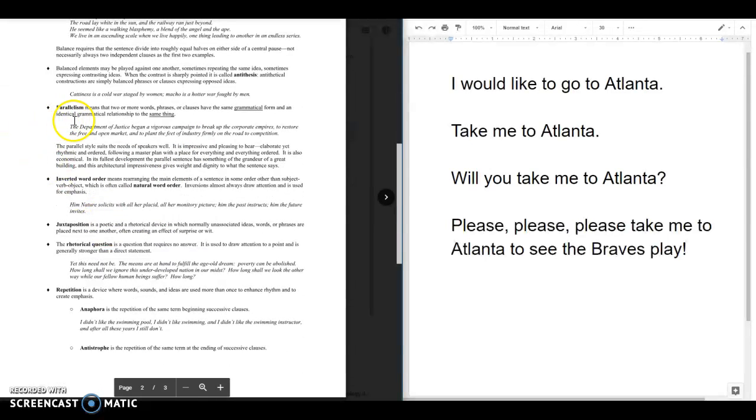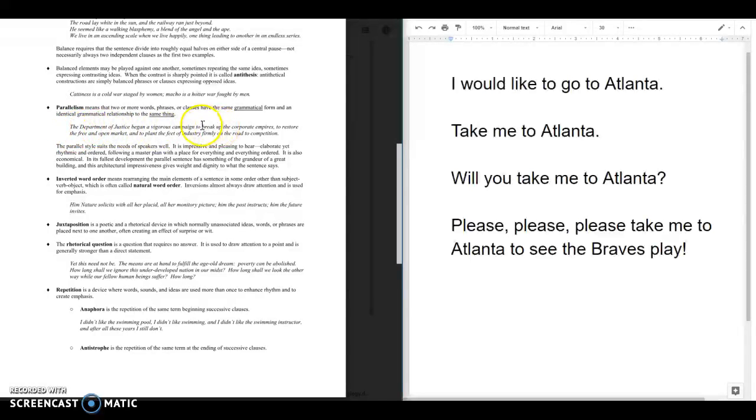So both sides of this sentence are nearly balanced. Parallelism is another term that's important to know, and it has a lot to do with balance. This is when the different parts of your sentence have the same grammatical format and also the same grammatical relationship when you're discussing the same thing. I know that kind of sounds like a mouthful, but an example here to help it make sense is, the Department of Justice began a vigorous campaign to break up the corporate empires and to restore the free and open market, and to plant the feet of industry firmly on the road to competition.